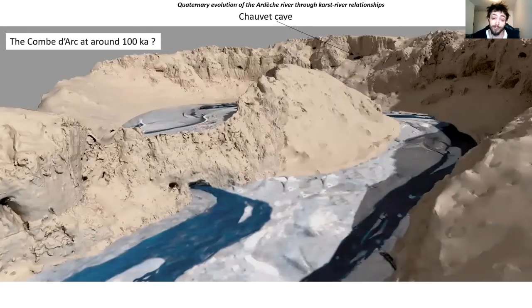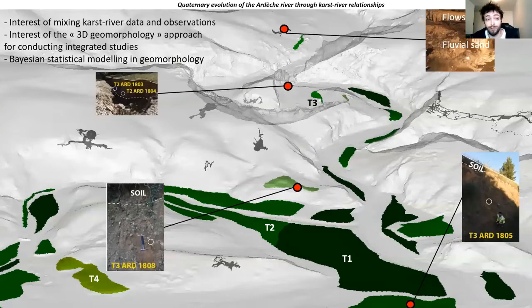So this is also a representation of maybe what could be the Pont d'Arc system and the Combe d'Arc system during the cutoff, the meander separation that we can achieve through 3D modeling. And to sum up the results, we try to highlight the interest in this presentation of mixing karst-river data and observations, because they can combine each other very well, especially when there is some lack of information in one system or another. The interest also of 3D geomorphology in order to integrate all this data together.